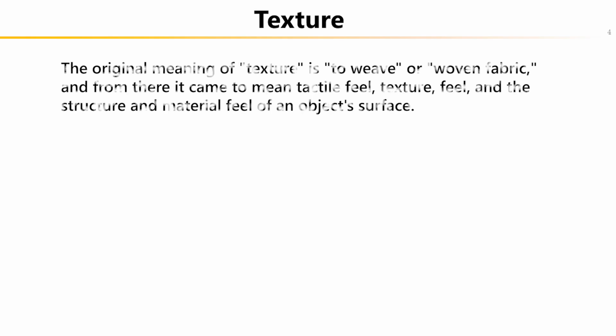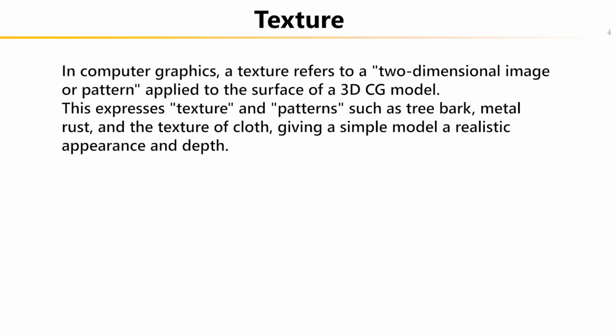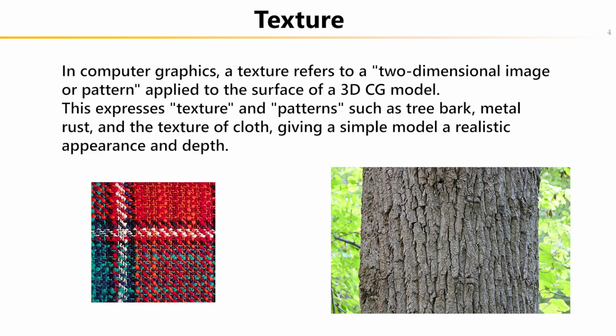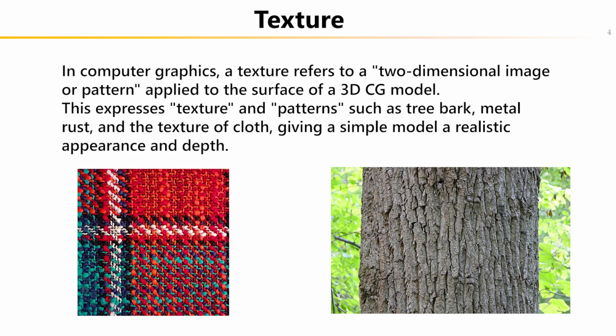Texture. The original meaning of texture is to weave, or woven fabric, and from there it came to mean tactile feel, texture, feel, and the structure and material feel of an object's surface. In computer graphics, a texture refers to a two-dimensional image or pattern applied to the surface of a 3D CG model. This expresses texture and patterns, such as tree bark, metal rust, and the texture of cloth, giving a simple model a realistic appearance and depth.